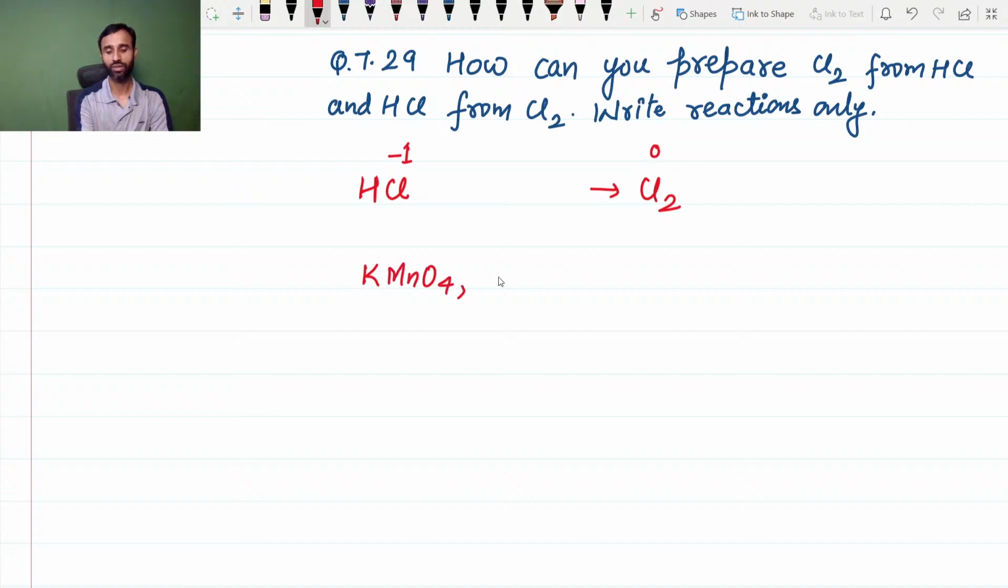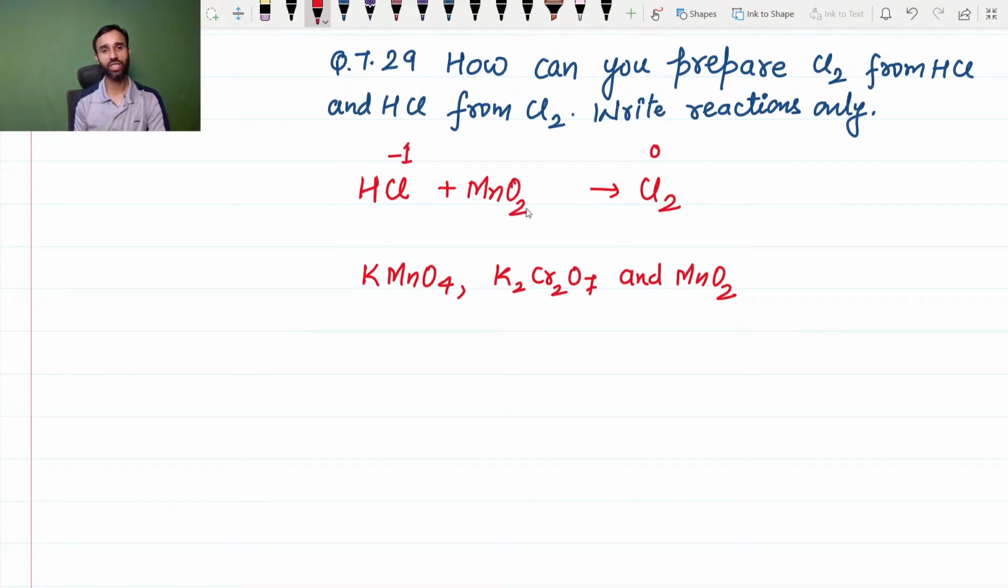So HCl can be converted into Cl2 by using potassium permanganate, potassium dichromate, and even MnO2. The most simple is MnO2. So let's do the oxidation by using MnO2. When MnO2 reacts with HCl, HCl gives Cl2, and Mn forms MnCl2.